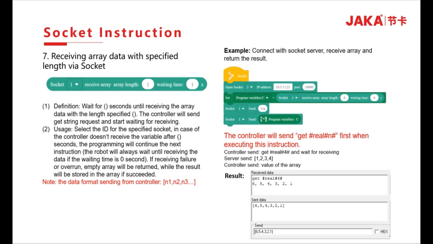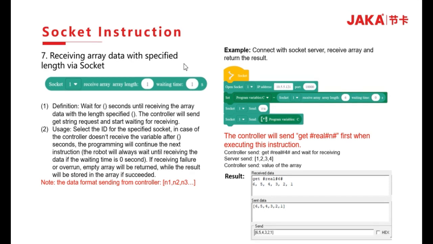In case the controller doesn't receive the variable after a certain amount of seconds, the program will continue to the next instruction. And as always, the robot will wait until receiving the data if the waiting time is 0 seconds. If receiving fails or overruns, an empty array will be returned, while the result will be stored in the array if it succeeded.